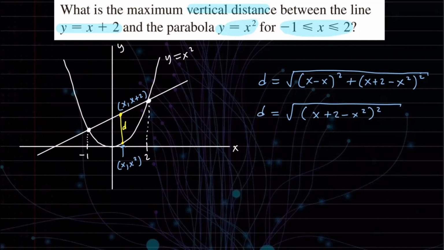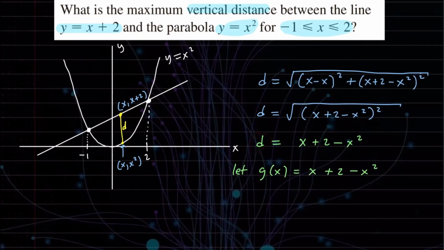That's d. And then here we can freely cancel the square and the square root to get the absolute value. So d is equal to the absolute value of x plus 2 minus x squared. Now, since we're looking at the maximum distance, we want the positive distance, so we can avoid the absolute value in this case. This is our function, d of x. Let g of x be the function x plus 2 minus x squared. I'm just rewriting d as a function of x.